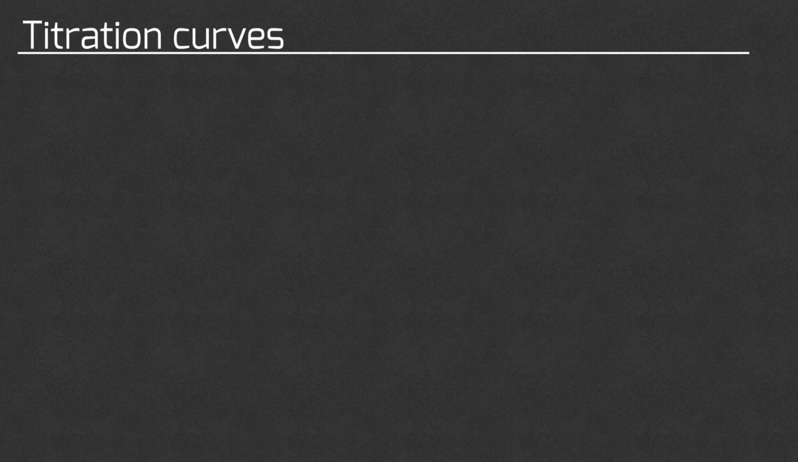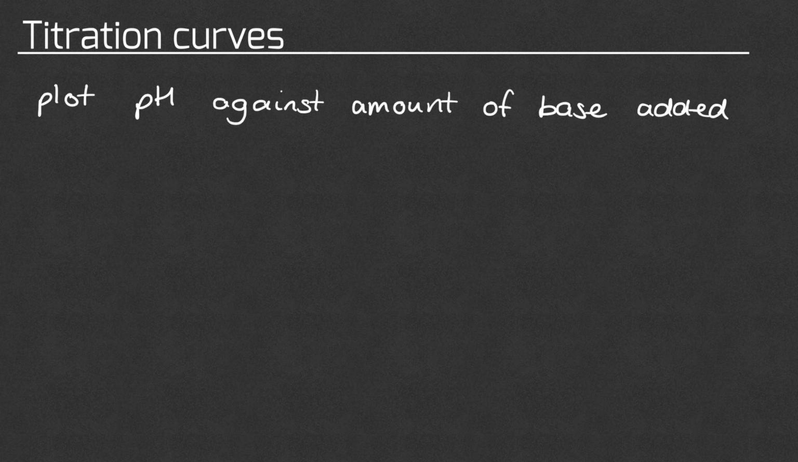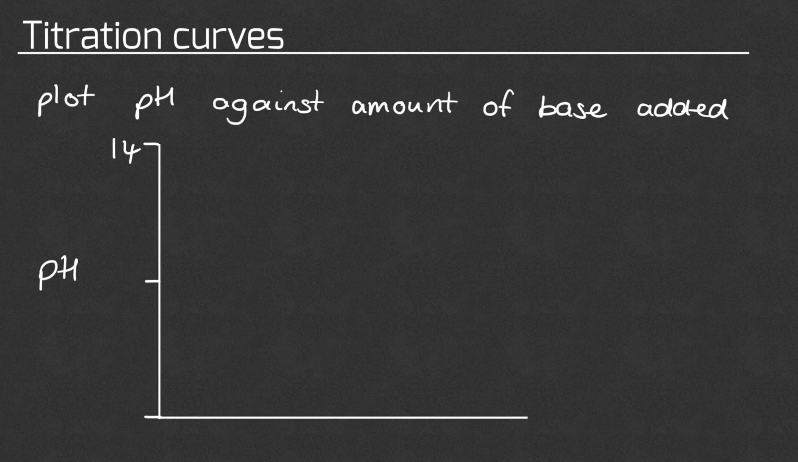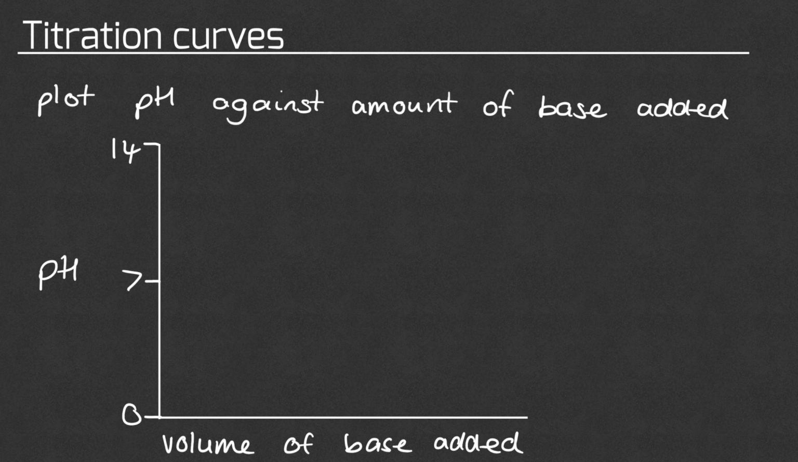A titration curve shows the result of a titration practical. So you plot the pH against the amount of base added, if we're starting with an acid. Obviously, if it was the other way around, you'd plot the volume of acid added. So this is what the graph would look like. You've got the pH going up the left-hand side, and you've got the volume of base added along the bottom. Now, there are 4 examples we're going to look at.